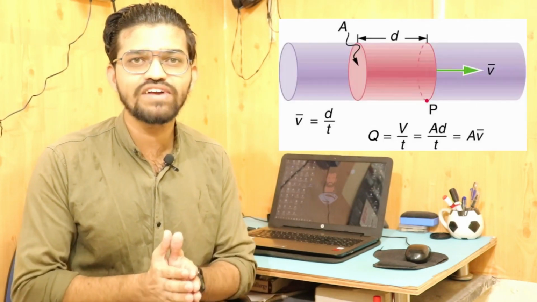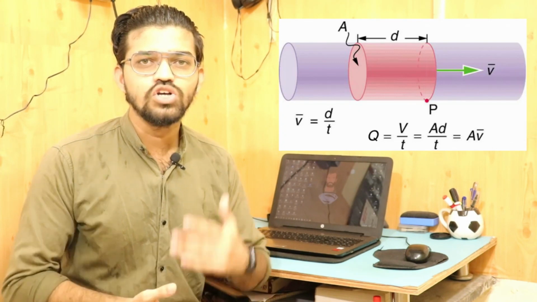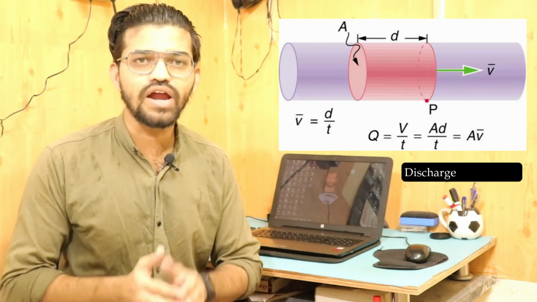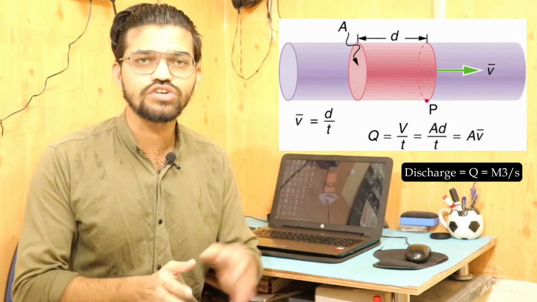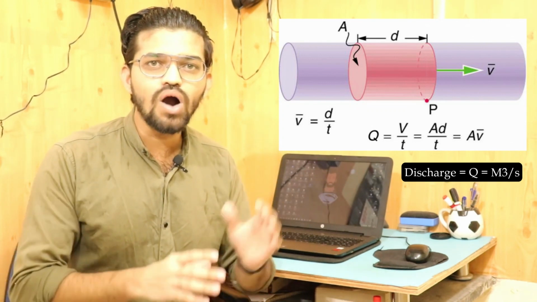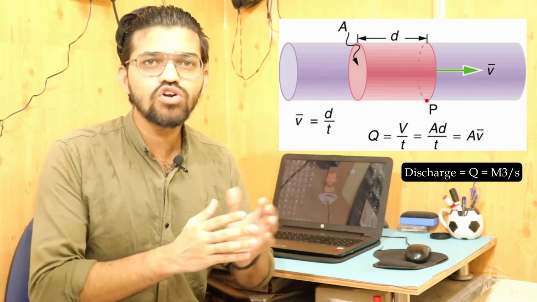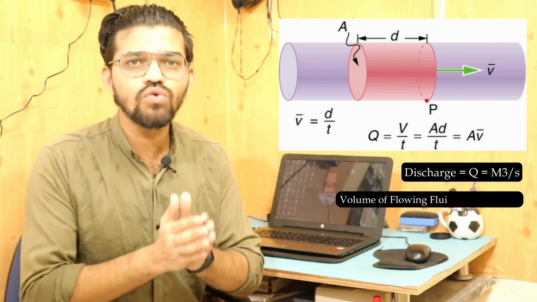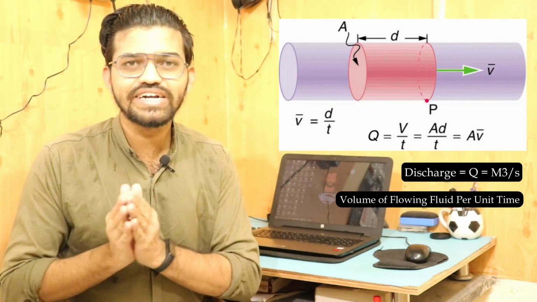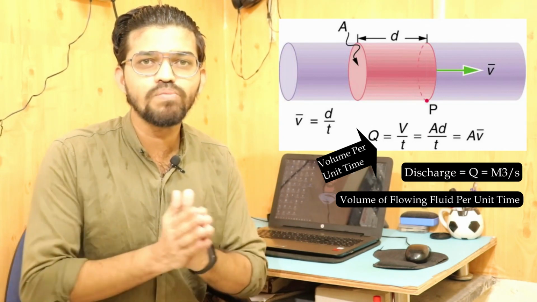So as I told you earlier, this Venturimeter is a discharge measuring device. It measures the volumetric flow rate. Discharge is expressed by the letter Q and it has the unit of meter cube per second. So basically, what is volumetric discharge? It is the amount of fluid, or the volume, flowing through a pipe per unit time. This is the reason the unit is meter cube per second.